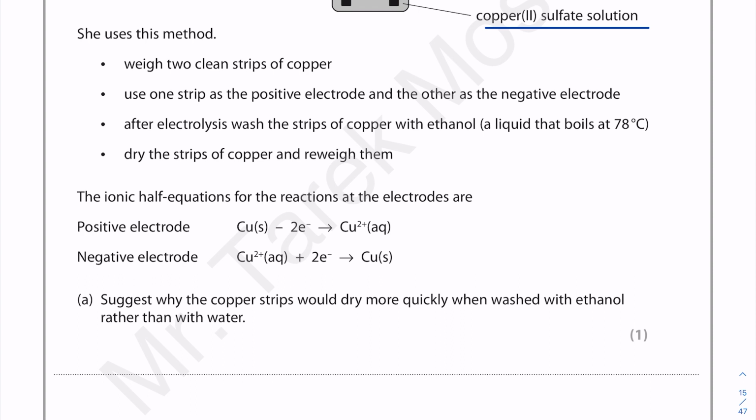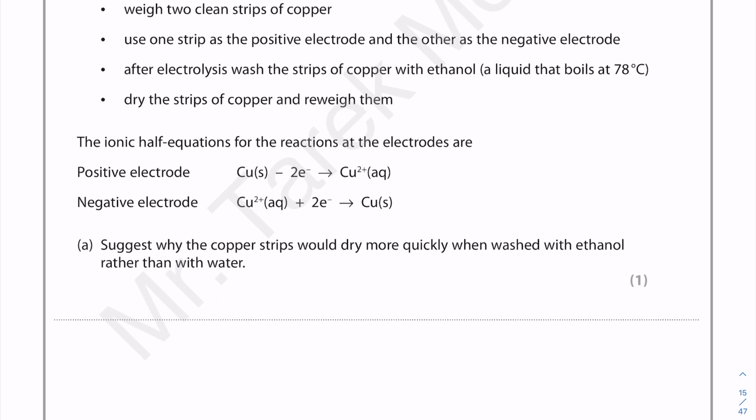Weigh 2 clean strips of copper. Use one strip at the positive electrode and the other at the negative electrode. After electrolysis, wash the strips of copper with ethanol, a liquid that boils at 78 degrees. Then dry the strips of copper and reweigh them.